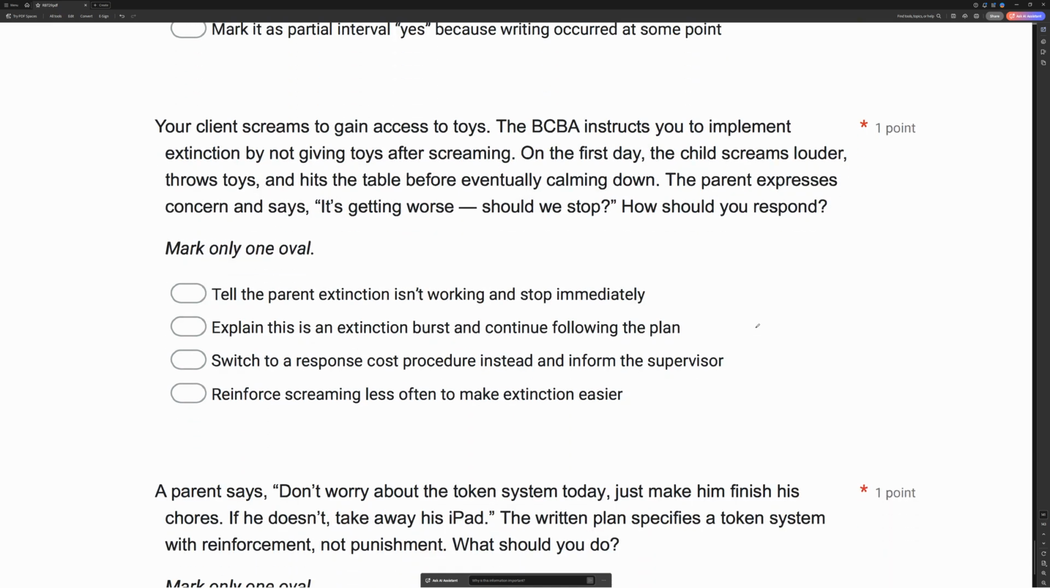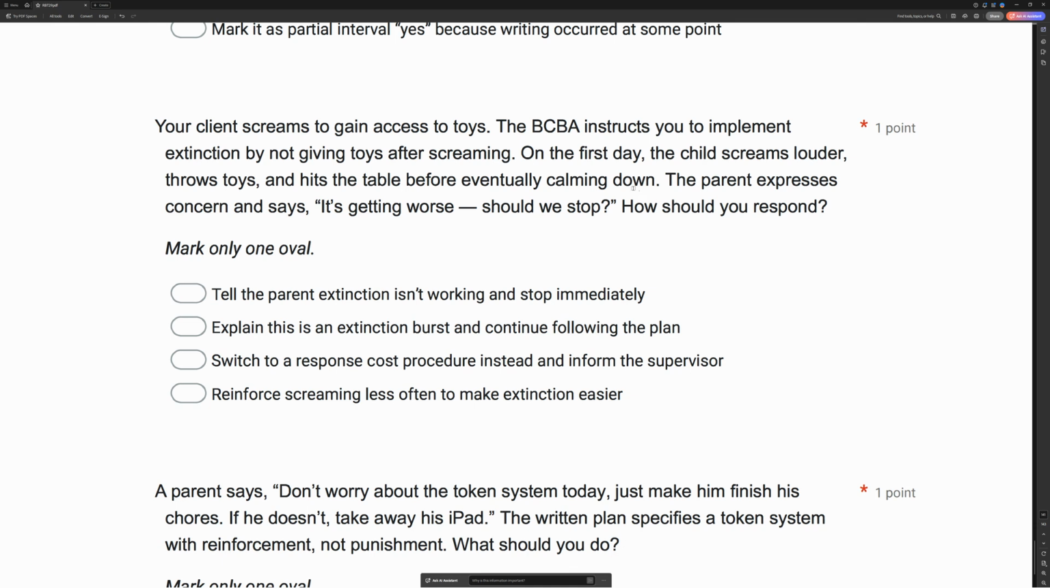Your client screams to gain access to toys. The BCBA instructs you to implement extinction by not giving toys after screaming. On the first day, the child screams louder, throws toys, and hits the table before eventually calming down. The parent expresses concern and says, "It's getting worse. Should we stop?" How should you respond?